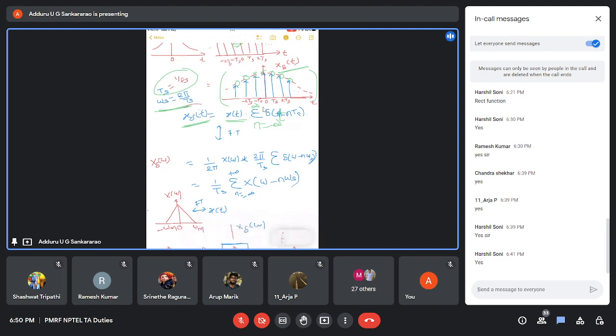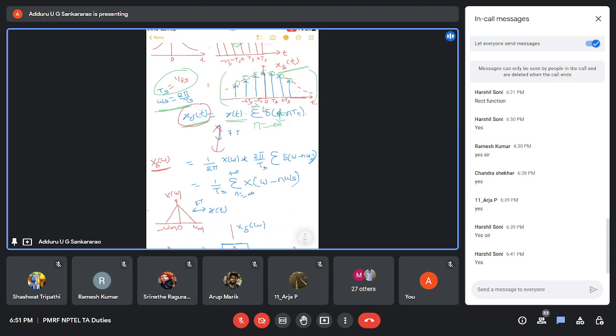Now x del of t is the sampled version of signal. For this I'm taking the Fourier transform. If you want to analyze in the frequency domain, we have to take the Fourier transform. The Fourier transform of x del of t is capital X del of omega, that is the notation. I'm not going to explain the derivation here.